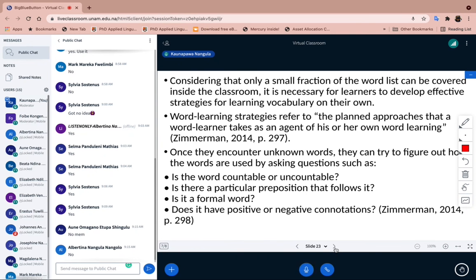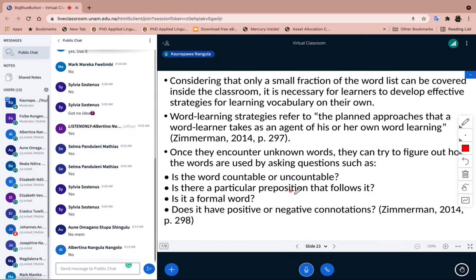So what you need to do is equip. You need to arm your learners with the necessary strategies and skills so that they can develop their own vocabulary on their own, with their own time. Okay, so word learning strategies refer to the planned approaches that a word learner takes as an agent of his or her own word learning. And we don't want our learners to depend so much on us. We need to help them be independent learners.